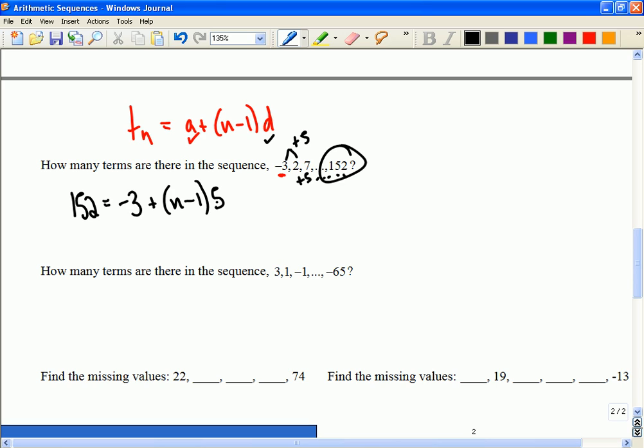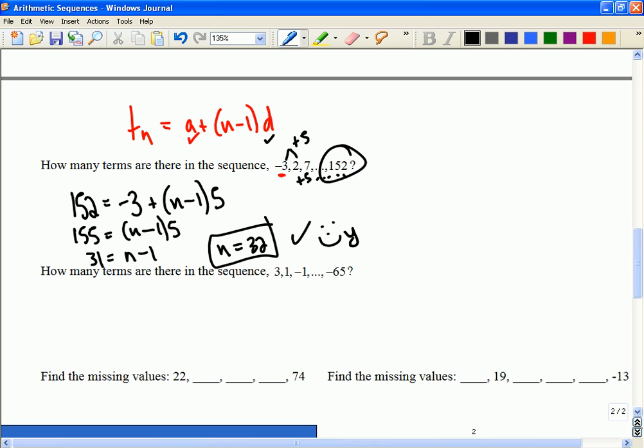Okay, so again, all I've given you is a formula. All we can do is try to work with it. Let's rearrange this. 155 equals n minus 1 times 5. So what'll that be? 31 is n minus 1. So n is 32. It's not that exciting, but putting a happy face on it sometimes makes it better. Girls, you know what I'm talking about, right?